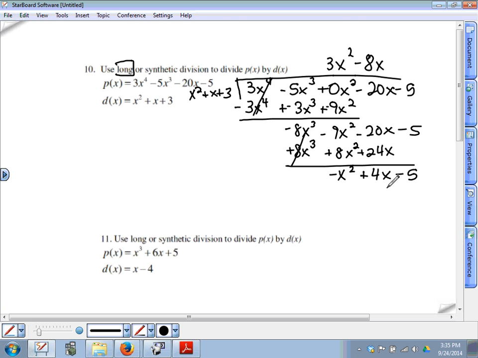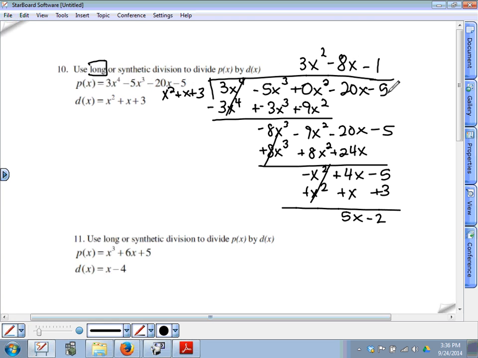One last time. x squared to turn into negative x squared requires a negative 1. Negative 1 times x squared is negative x squared. Negative 1 times x is negative x, and negative 1 times 3 is negative 3. Draw the line. Remember to switch all the signs. Leading terms cancel. We have 5x minus 2. So you add the remainder of 5x minus 2 over the divisor x squared plus x plus 3.